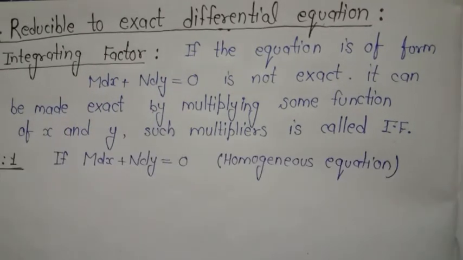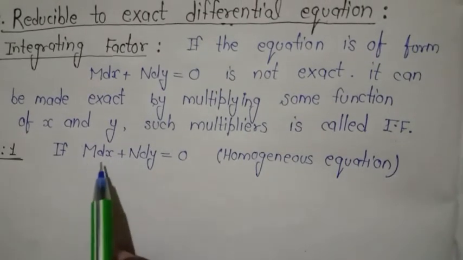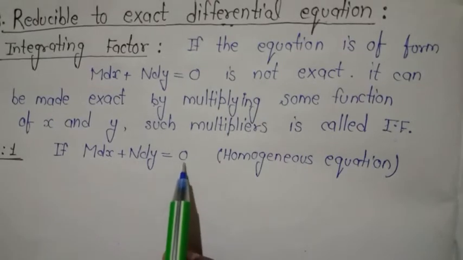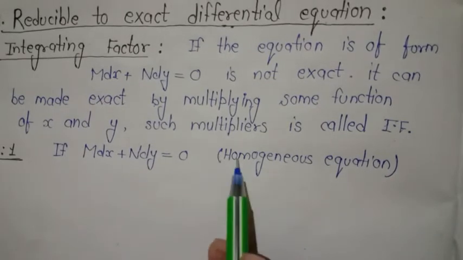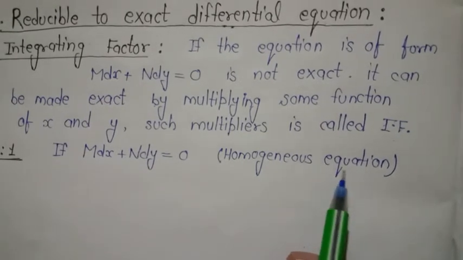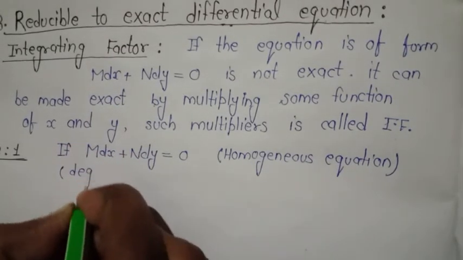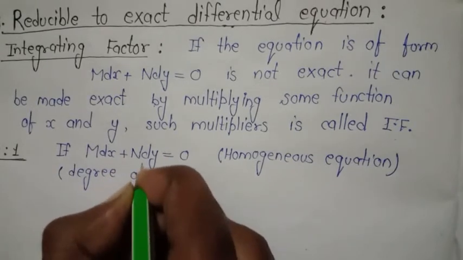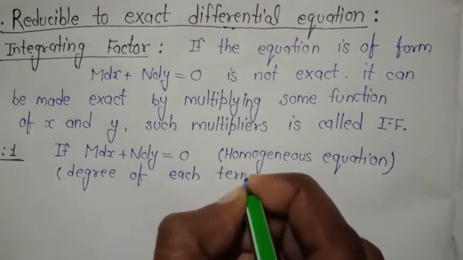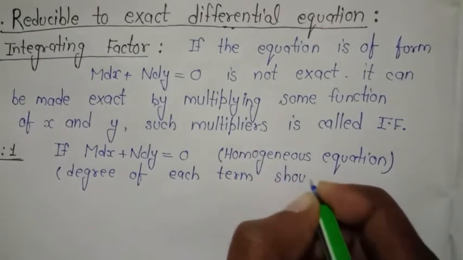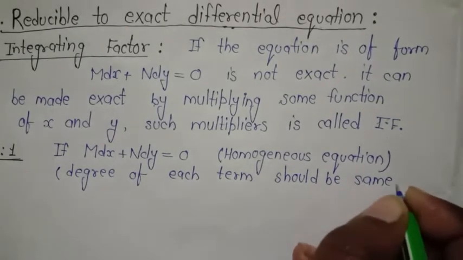So rule number 1 to solve an inexact differential equation is this: if you are given an equation of the form M dx plus N dy equals 0, but it is not exact, but it is given in homogeneous form. What is homogeneous form? I have discussed it, but I am going to tell you what it is. The degree of each term should be the same. Then we call it a homogeneous equation.